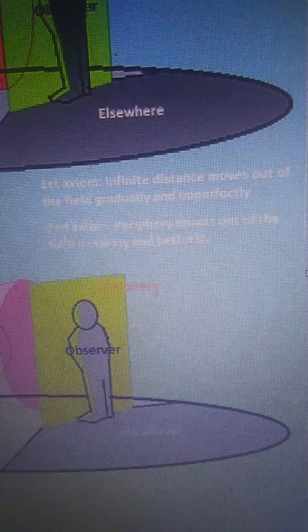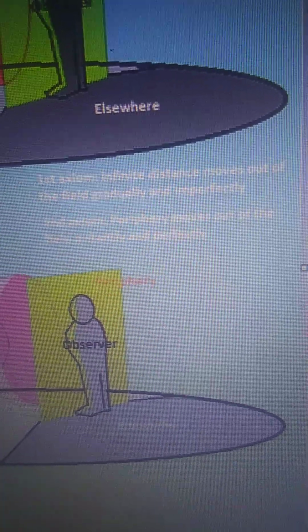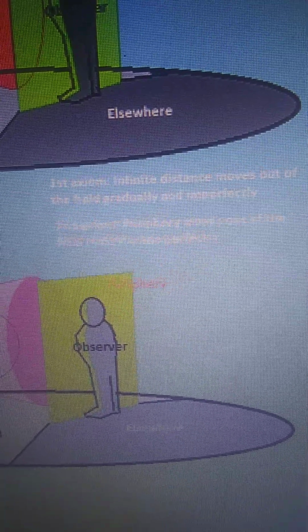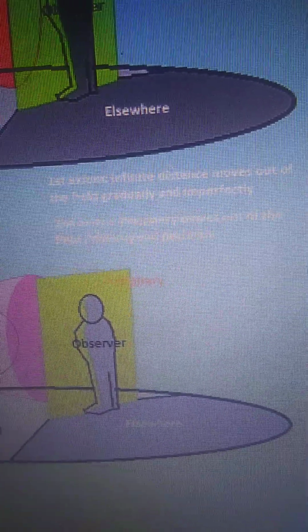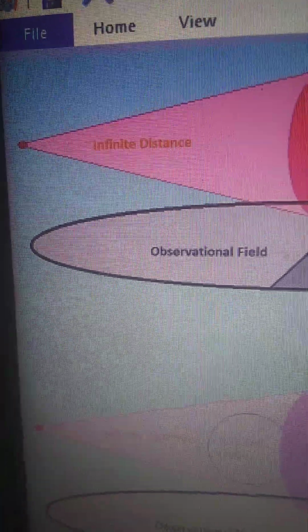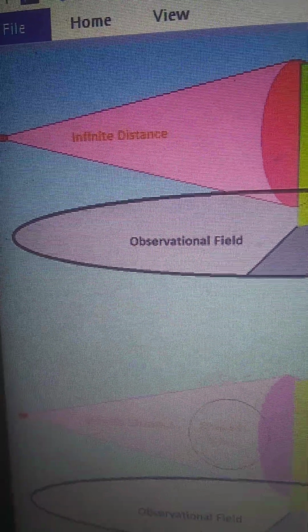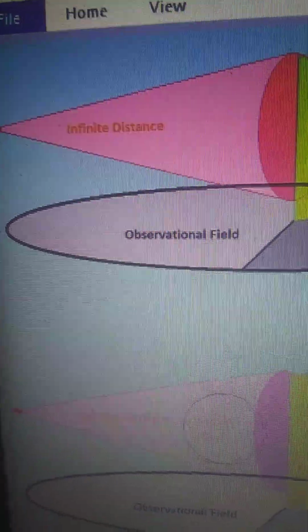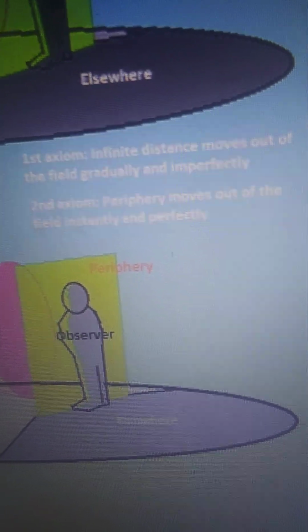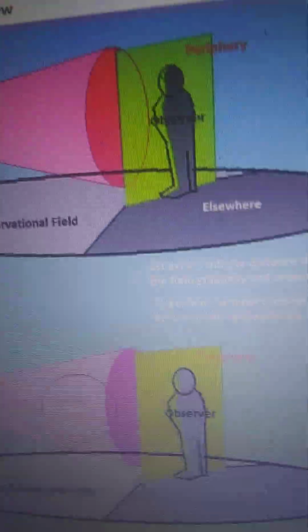First axiom: infinite distance moves out of the field gradually and imperfectly. That means to say that it gradually shrinks into a point at an infinite distance, gradually and imperfectly. It's never quite invisible, because if you had a large enough telescope, you could find it. But second axiom: periphery moves out of the field instantly and perfectly.